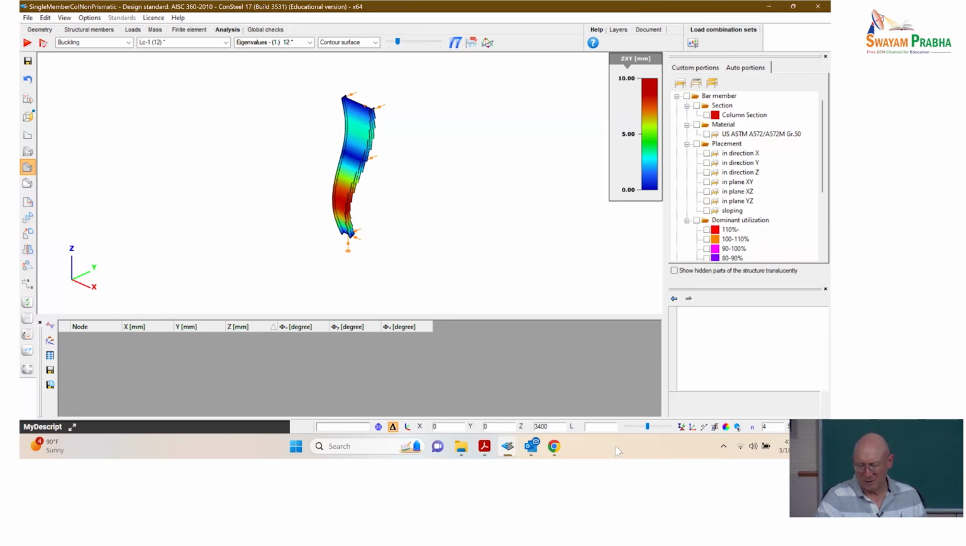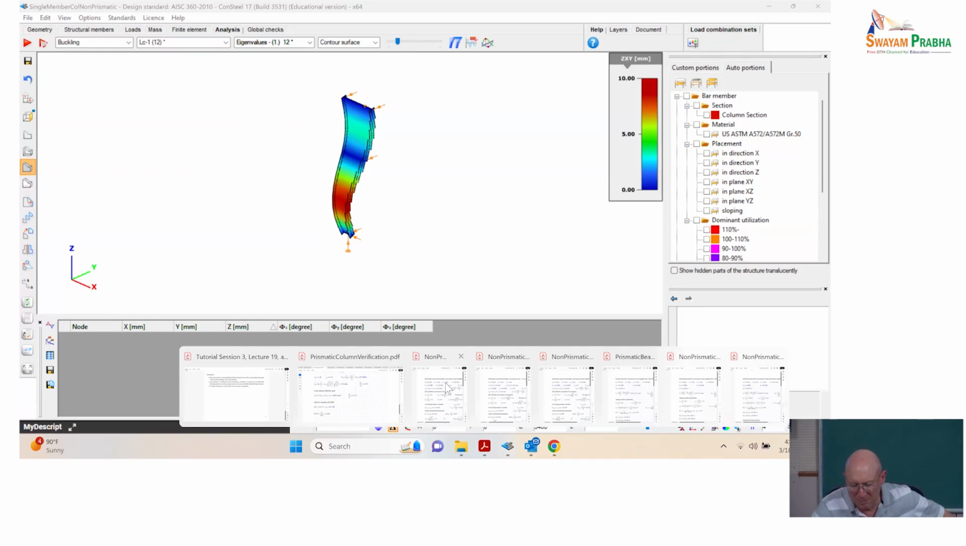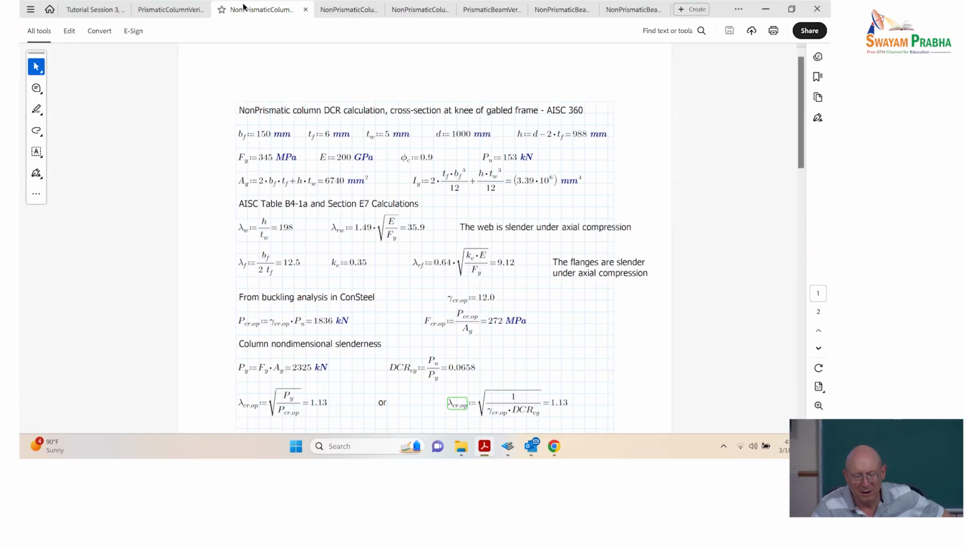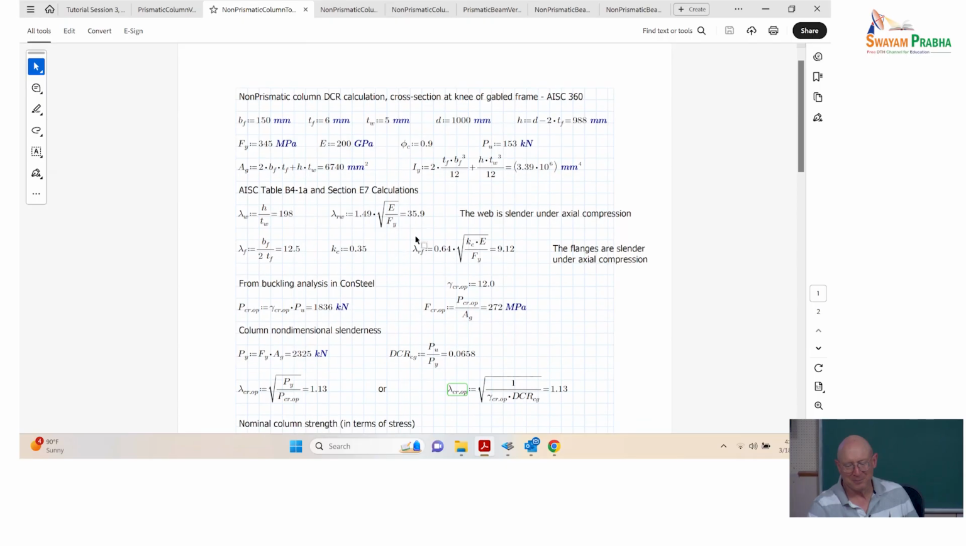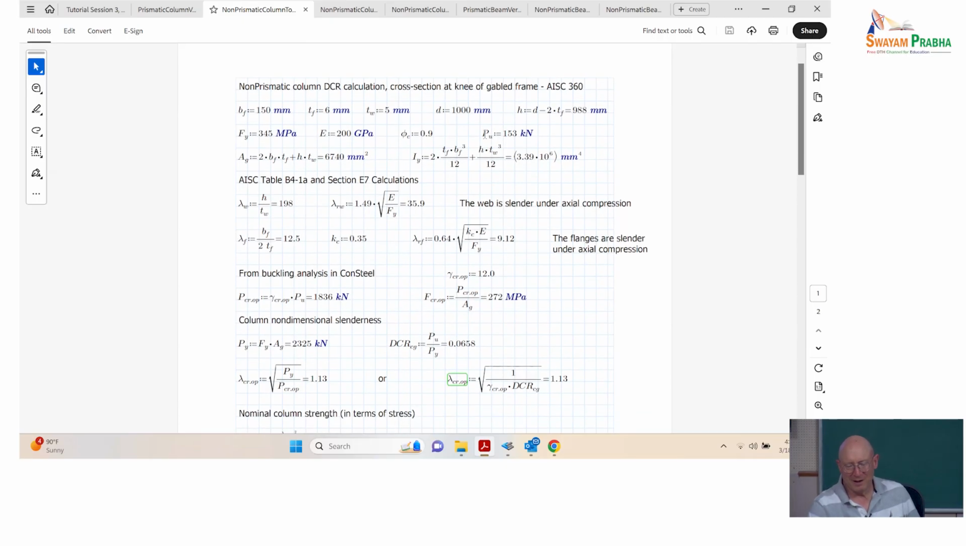So now let's go to the non-prismatic column top verification. All right, so we can do this one really quick. If you pull up that file, non-prismatic column top verification, everything kind of looks the same because I'm doing the top.